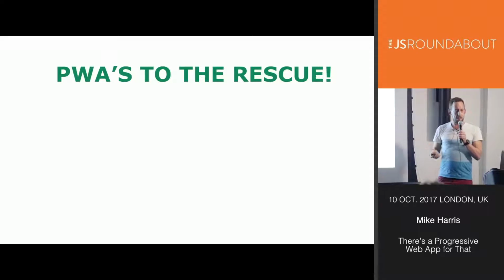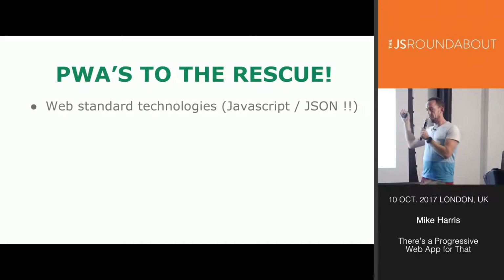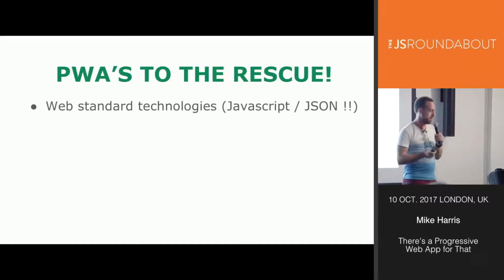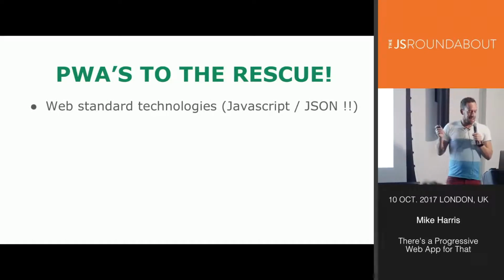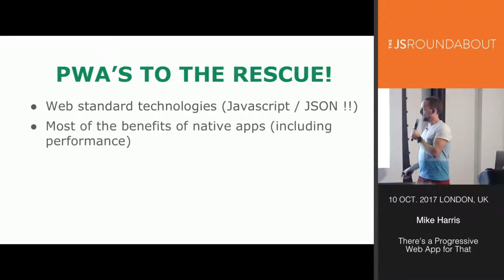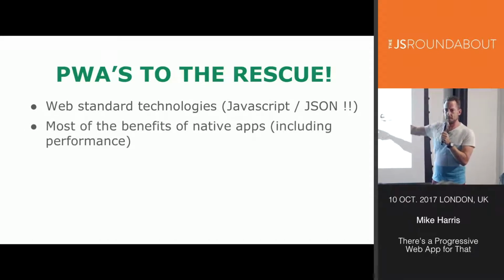And this is JavaScript Roundabout, right? So one of the best things about progressive web apps is it uses web standard technology. It uses JavaScript. Yay. Thank God I talked about JavaScript at a JavaScript meetup. It's got most of the benefits of native apps, including performance. Again, quite about the performance stuff in there.